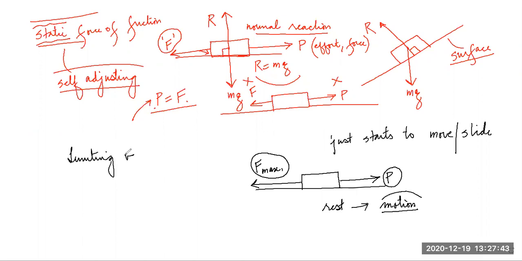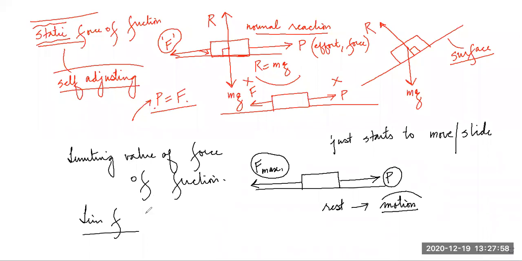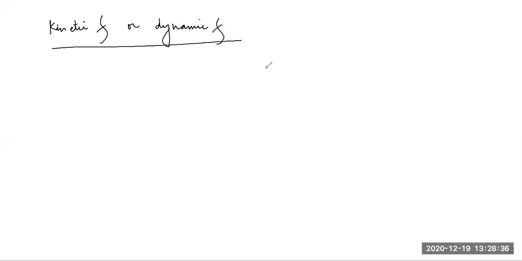limiting value of force of friction, or in short we can say limiting friction. Limiting friction is the maximum opposing force that comes into play when the body is just at the verge. Verge means just about to move over the surface of the other body. All right, students, this is our limiting friction. Yet another type of friction we have, what is that? Kinetic friction. This is kinetic friction, or it is also known as dynamic friction. What is this kinetic and dynamic friction?